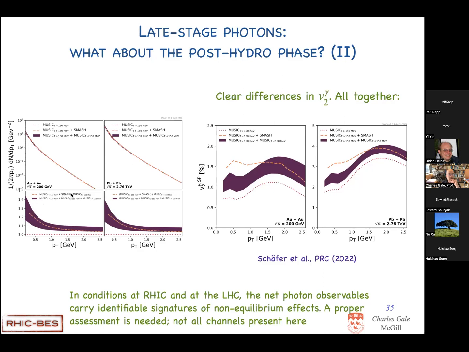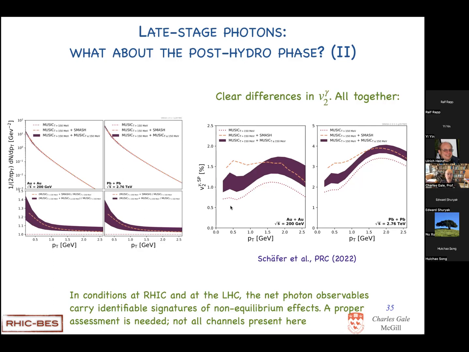And if you take the MUSIC plus SMASH story, which is right in the middle, it suggests that, as far as the photon is concerned, running the hydro to this lower temperature was actually not a bad thing to do. Quantitatively, if you want to be really precise, then arguably you should do the most correct thing as far as we understand it now. But were we grossly wrong? As far as the spectrum is concerned, the answer is no.